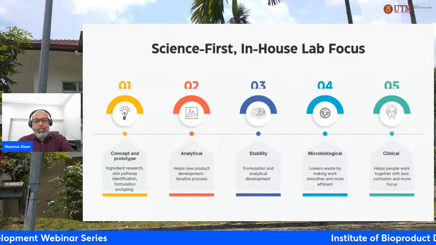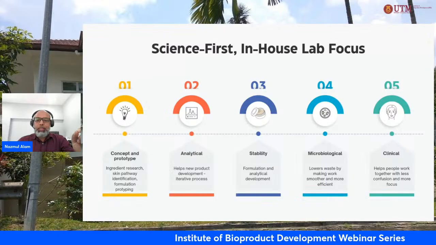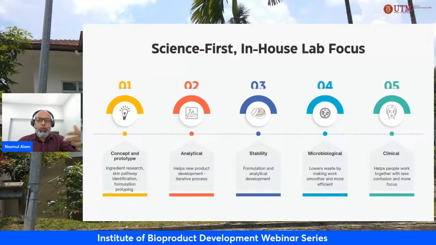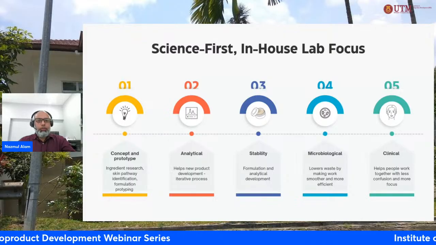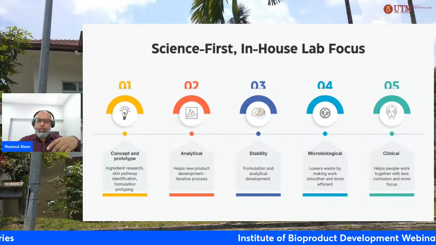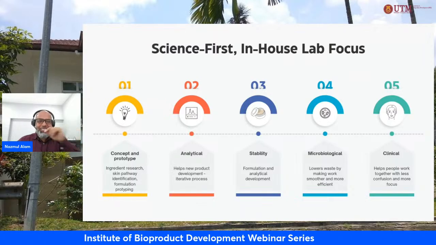The second stage is the analytical. This is our quality check. It's an iterative process that pushes product development forward. We use equipment to confirm purity. We verify the precise concentration of every active ingredient. No guesswork, just hard work.